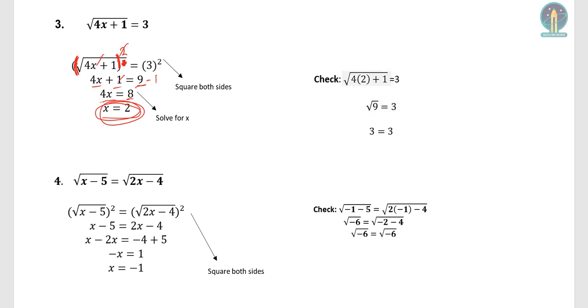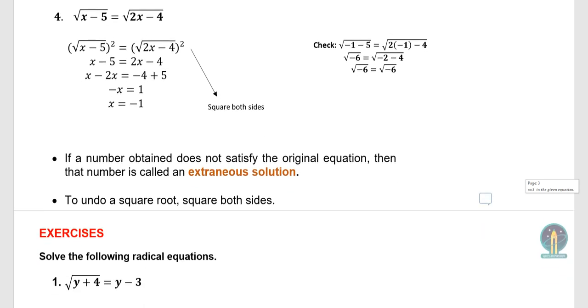You can plug in 2. So 4 times 2 is 8, plus 1 is 9. So the square root of 9 equals 3, is it? Well, square root of 9 is 3, which does equal 3. So this is good. Okay. Next example.